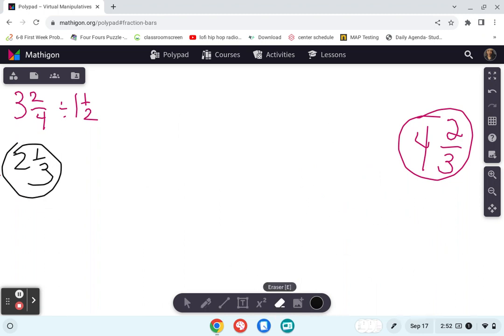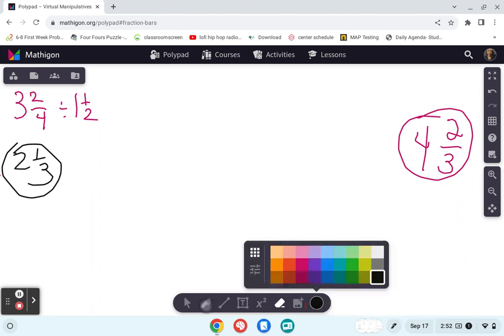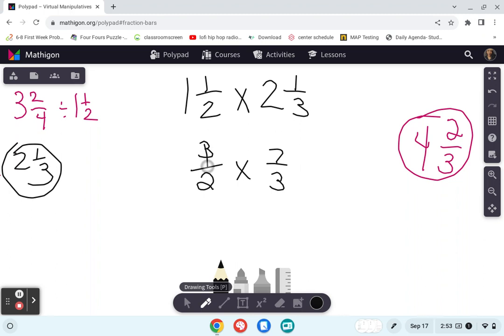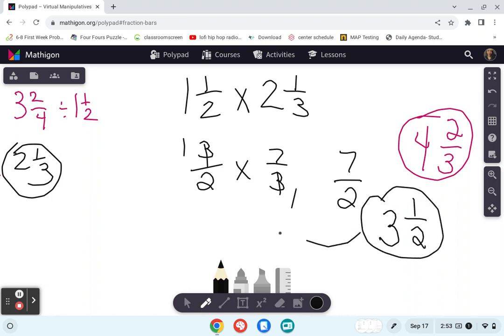And I'm going to go back and I'm going to multiply 1 and 1/2 times 2 and 1/3. Let's see what we get. 3 over 2 times 7 over 3. The 3s cancel, 1 and 1. That's 7 over 2. 2 goes into 7, 3 times, and 1/2. We got our answer, because 3 and 1/2 is the same as 3 and 2/4.